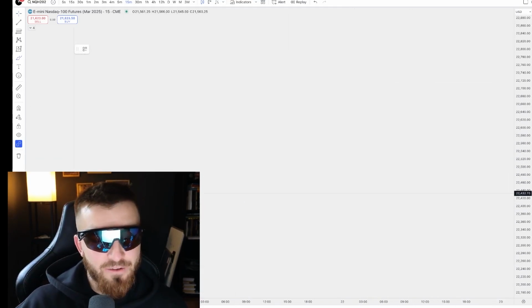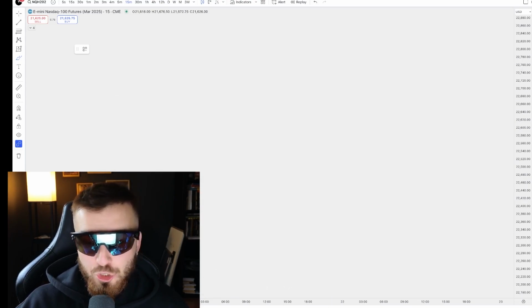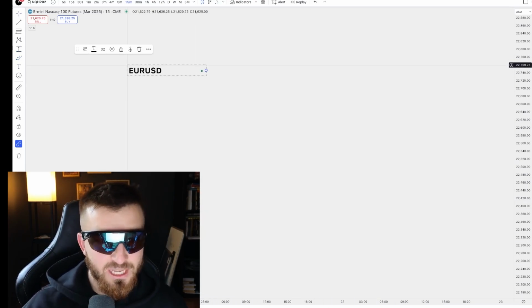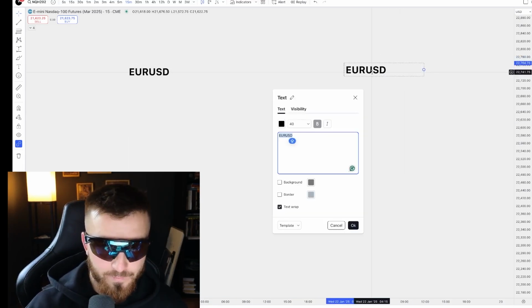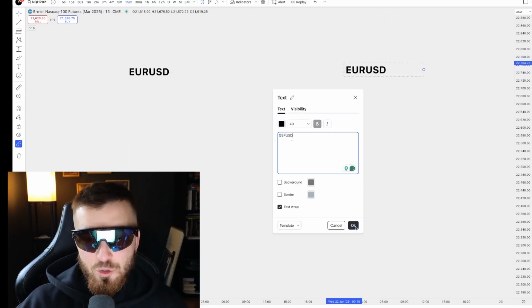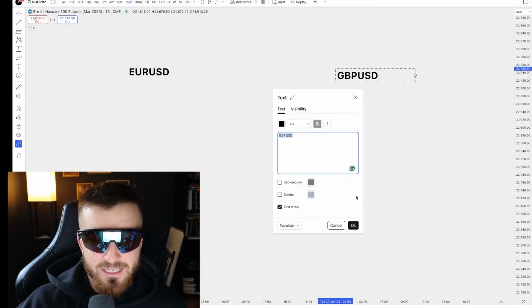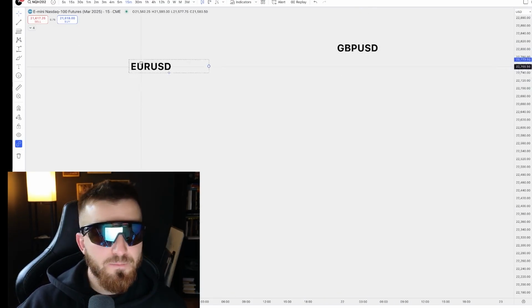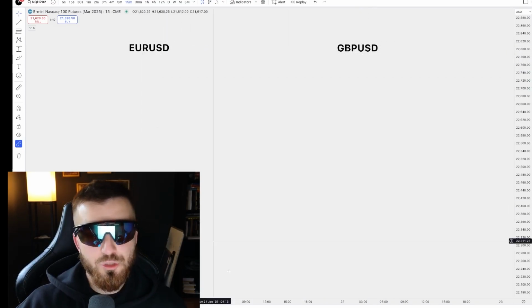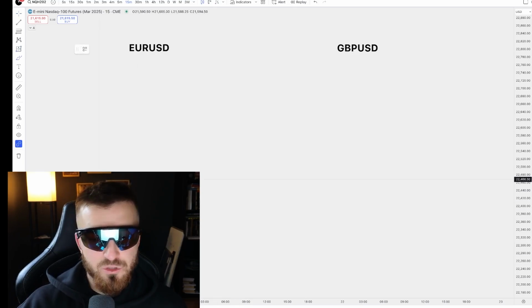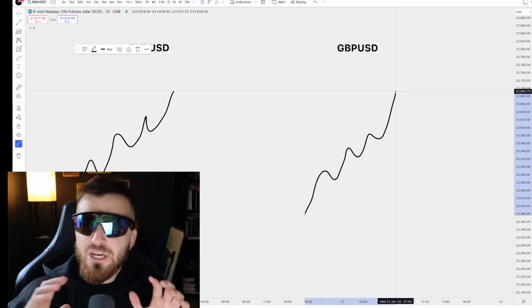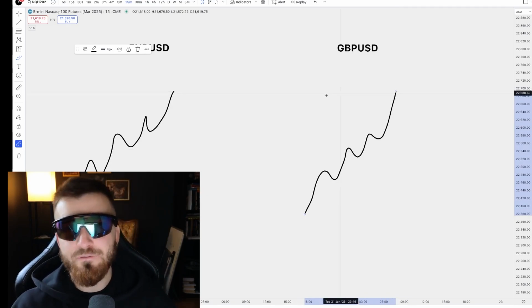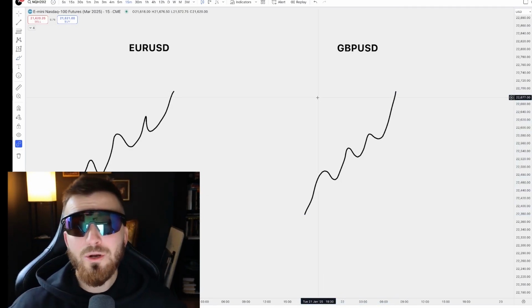An SMT divergence is basically when two pairs that should correlate, let's say for example, euro dollar and pound dollar, don't. These two pairs should technically correlate, right? They should basically move the same, which means if euro dollar is moving to the upside, then pound dollar should be moving to the upside. This is usually the case because the only difference between euro dollar and pound dollar is the pound.